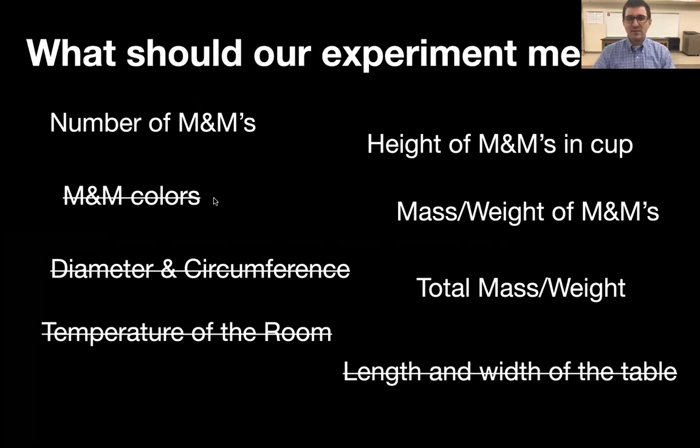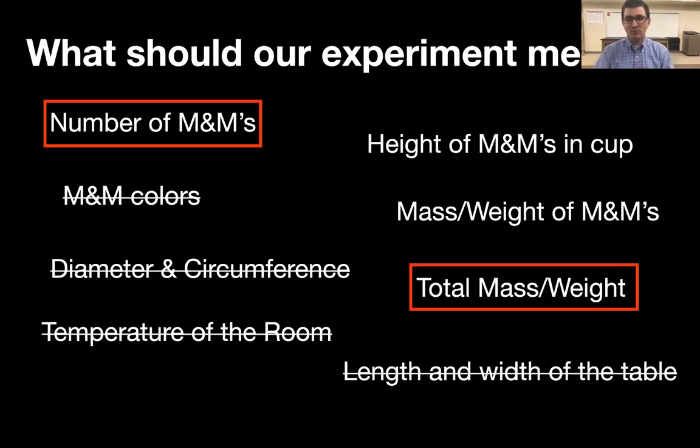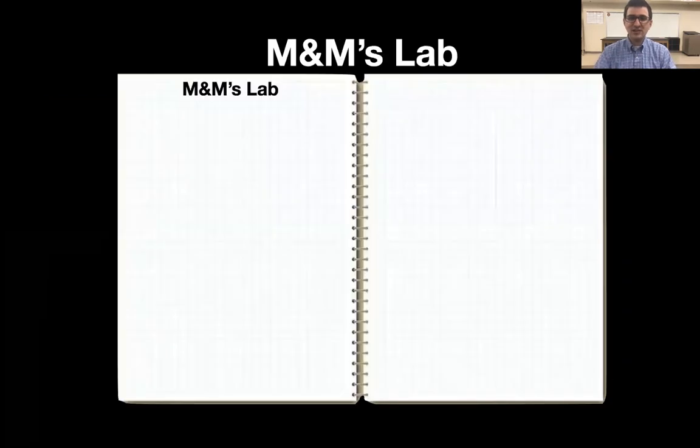So we could look at the number of M&Ms and the height of the M&Ms in the cup, which should probably go up through time. But we've already done something with measuring length. So let's actually look at, we could do number of M&Ms versus the mass and the weight of just the M&Ms, or the number of M&Ms versus the total mass or weight. But we're going to focus on actually the number of M&Ms versus the mass. So now that we've focused in on our independent variable and our dependent variable, we can pull out our lab notebooks and start the lab setup process.